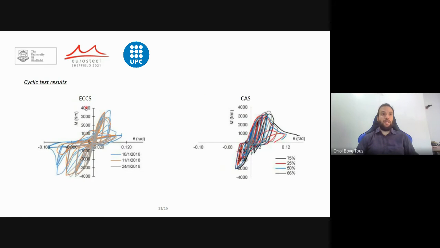Here we can see how the results look after the ECCS test. The moment-rotation diagram is this one, centered at the origin. The hogging and sagging values of yield are different, so that's why it is not exactly centered at the middle. On the other hand, the Castiglioni test always tends to go to the hogging side, to the positive values of rotation, because of this gravitational force.